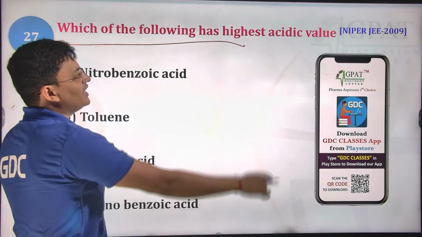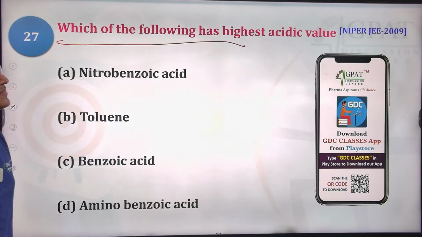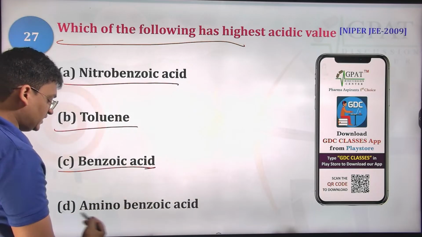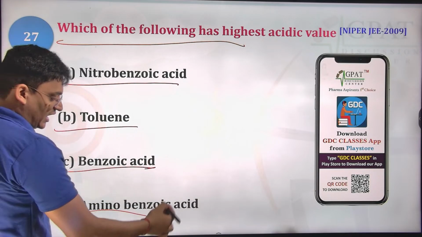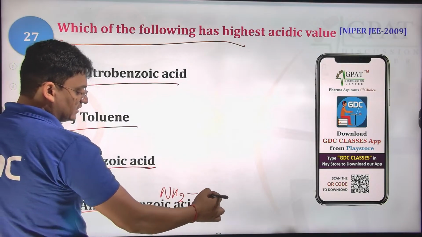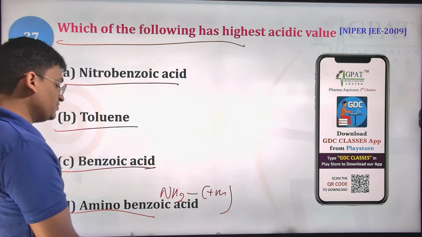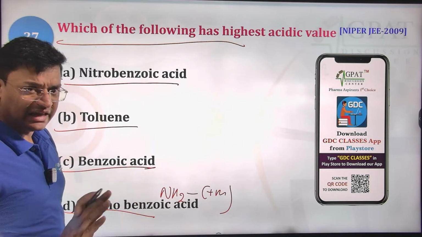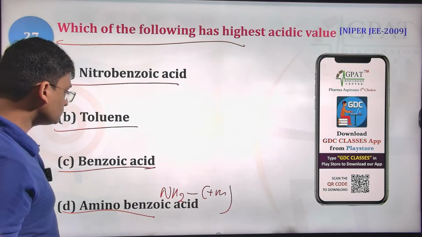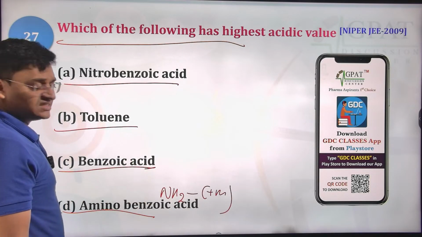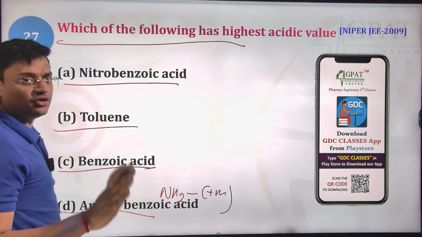Which of the following has the highest acidic value? Nitrobenzoic acid, toluene benzoic acid, and aminobenzoic acid. Here we have NH2, that is amino, and this is a plus M group that tends to decrease the acidic character of the benzoic acid. Benzoic acid does not have any substitutions on the benzoic ring system. Toluene is not at all acidic. There is no acidic hydrogen present on the structure of toluene.